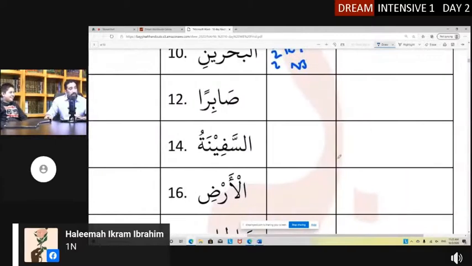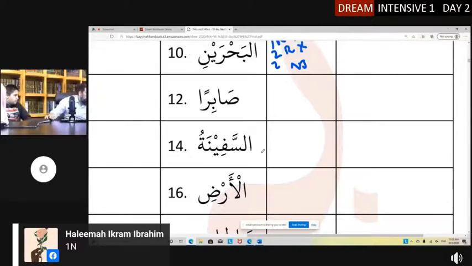Number 14. I'm skipping around. Put the number when you answer, guys. 14, honey, not 15. As-safinatu. Sound or combination? Not a combination. I think it's a sound. Good. So it's Rafa. How many Rafa? One.